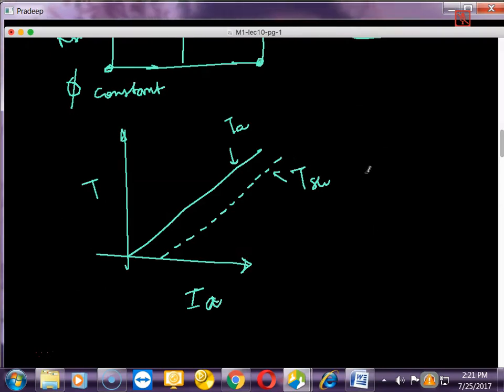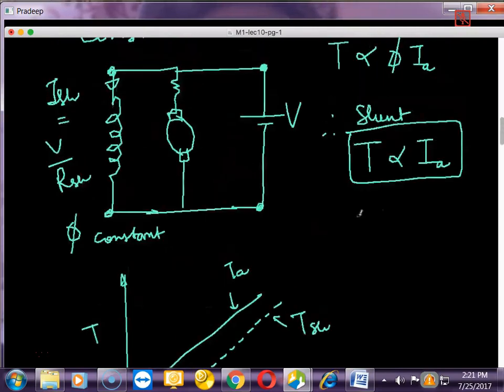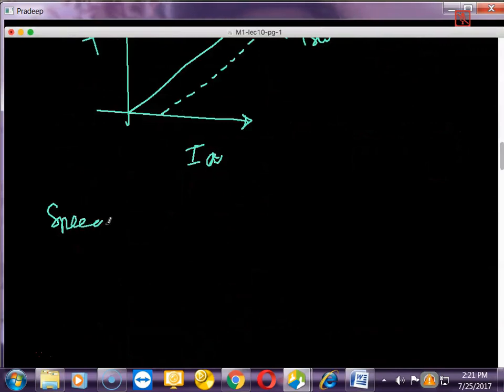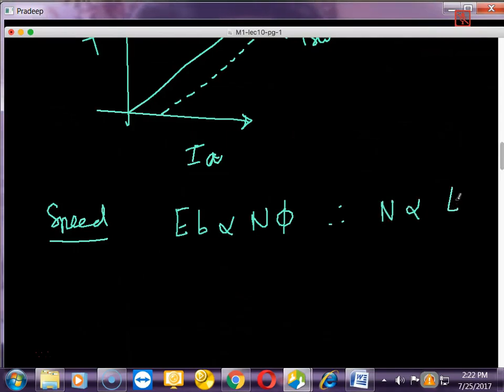Now similarly, what about the speed? What is speed proportional to? Now you look at the speed. Back EMF is proportional to the product of speed and flux. So speed is proportional to EB by flux. That means the speed of the machine is directly proportional to the back EMF and inversely proportional to the flux.